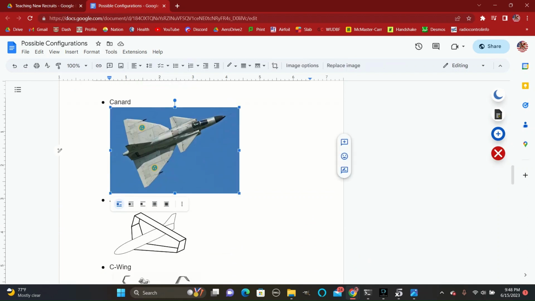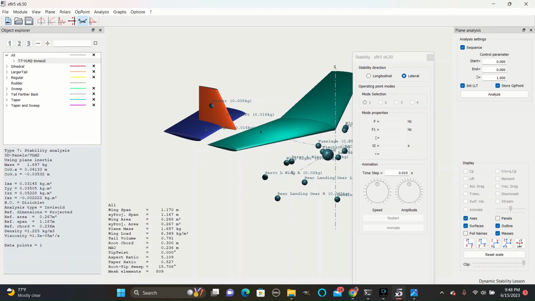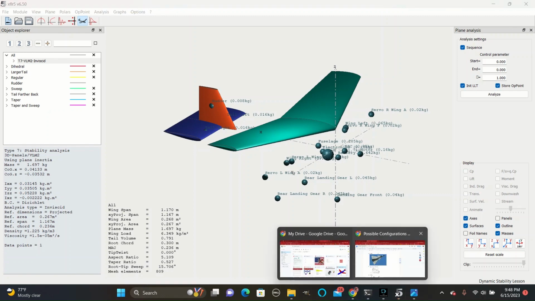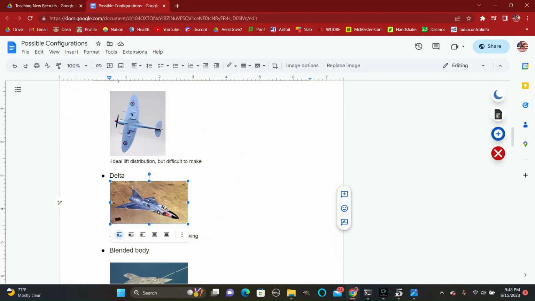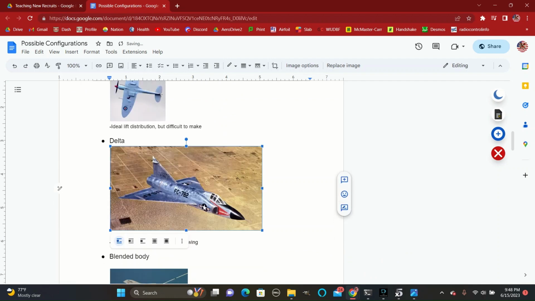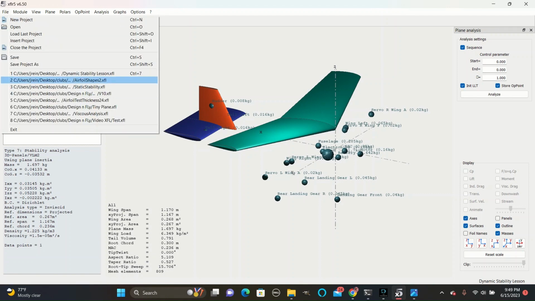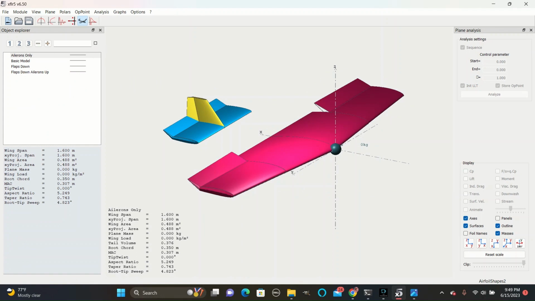The center of pressure is the location along the longitudinal direction, which is X in XFLR5, where the average location of lift is. A delta wing is a triangular wing shape where the tip chord is 0. You can see one pictured here. The elevator can be synonymous with the horizontal stabilizer. However, in the Aero Club, this will usually refer specifically to the flaps on the back of the airfoil. You can see them up here, whereas this whole section is the horizontal stabilizer.